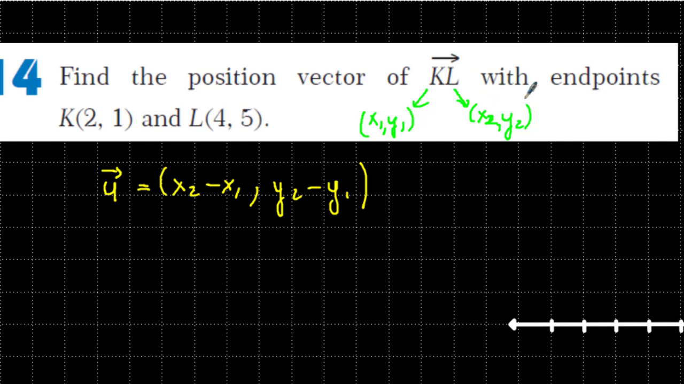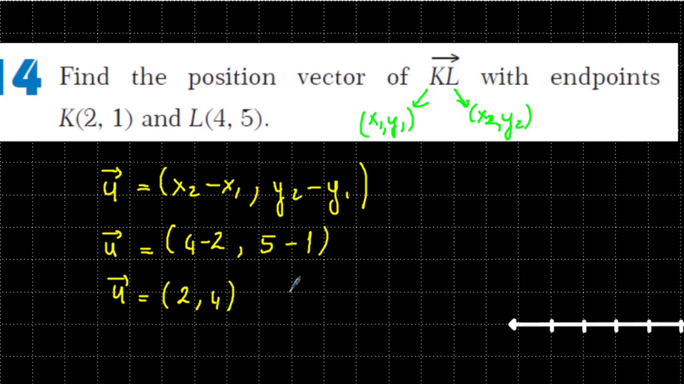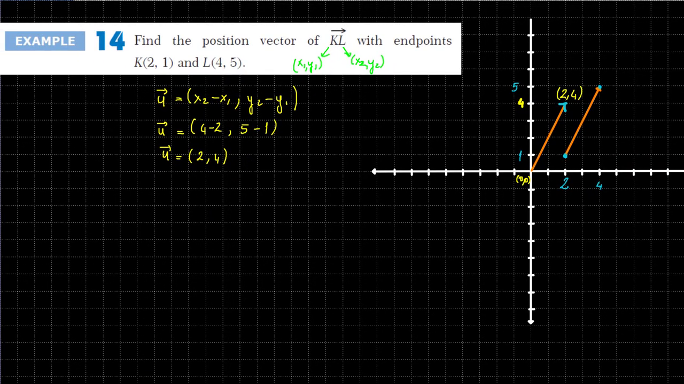Here, there's no option. Always we have to choose like that. So with respect to this, here our position vector u is equal to 4 minus 2 and 5 minus 1. Our position vector is 2 and 4, and as you see here, by graph we found the same thing also here. Okay, let's continue.